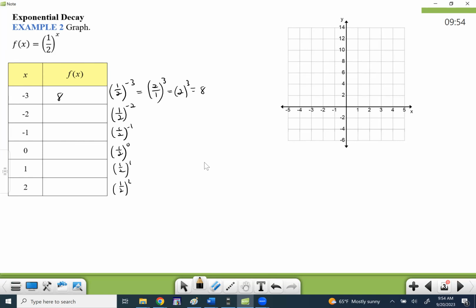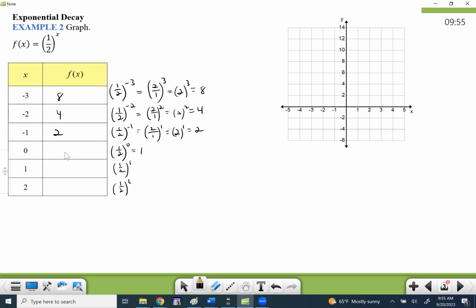Let's try it again. So we know that if a fraction's raised to a negative, we flip it and we make it a positive. And so this is really just 2, because 2 divided by 1 is 2 squared. So we get a 4. Sorry, my 2's are kind of ugly. Flip it, make it positive first. 2/1 is just 2, and 2 to the first is 2.